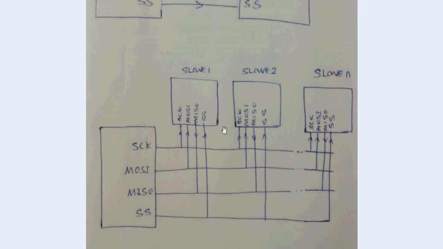So SPI is a synchronous serial communication interface specification used for short distance communication. And SPI protocol is a full duplex protocol, and it's a fixed protocol. The master device organizes the frame for reading and writing. This is the master device, it's only for reading and writing. And slave devices are supported through selection with individual slave select lines. These are the slave devices.